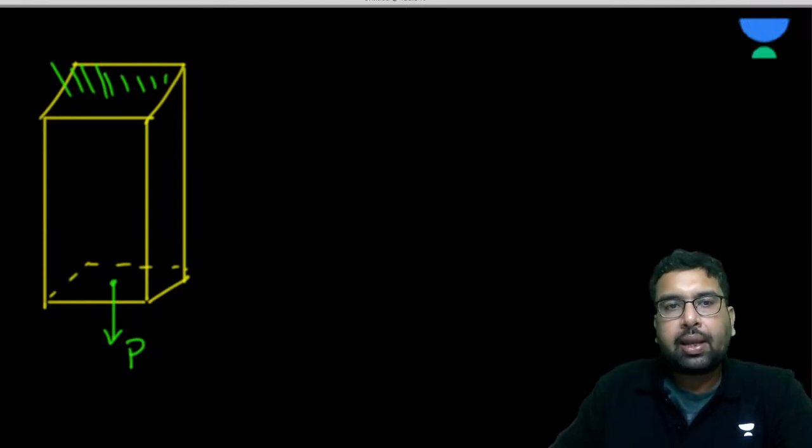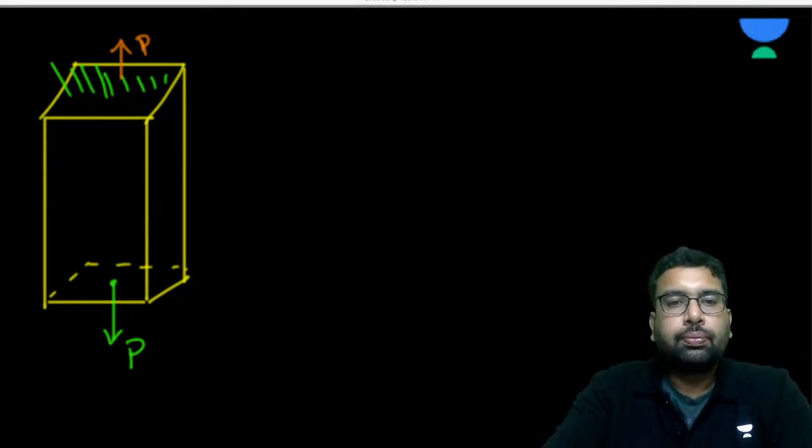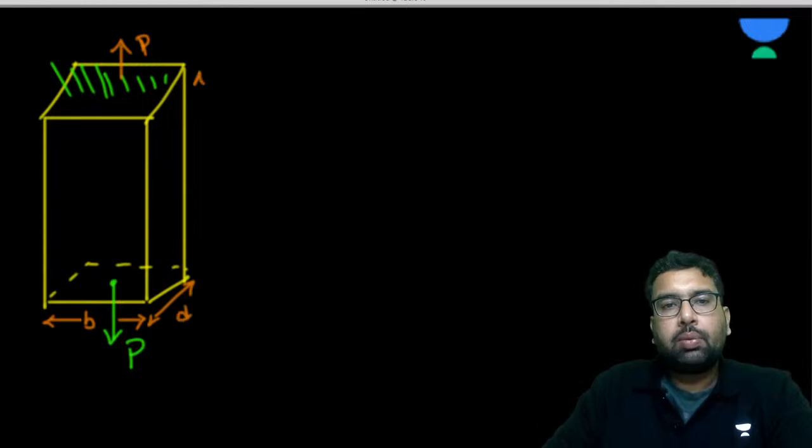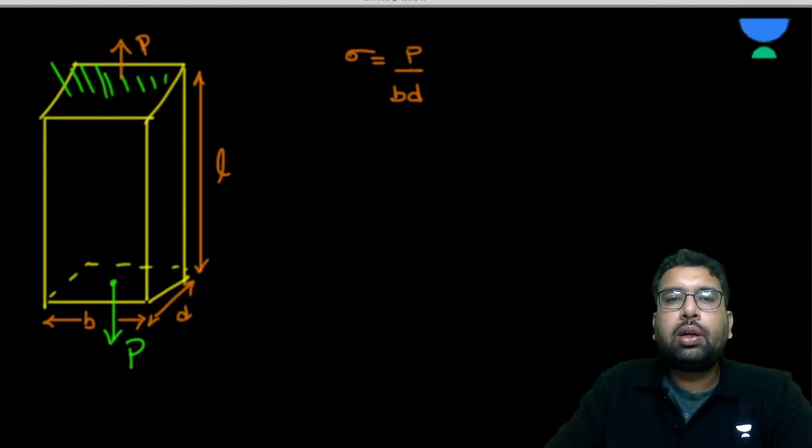This is the force P and this is the fixed end, so the reaction will be P. Understood? Now this is going to be B, this is going to be D, and this is going to be L. Now, in this case, what is going to be the stress? Stress is going to be P upon BD, isn't it? It is force upon BD, if I consider this as B, this as D, this as L. So always remember the area that you take to find the normal stress. So sigma is equal to P upon BD.